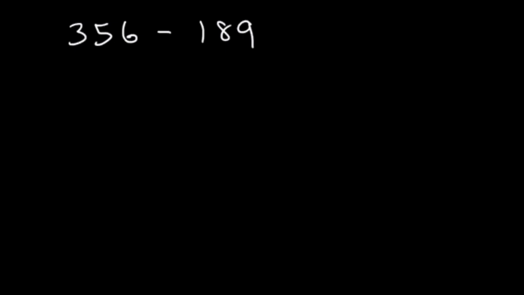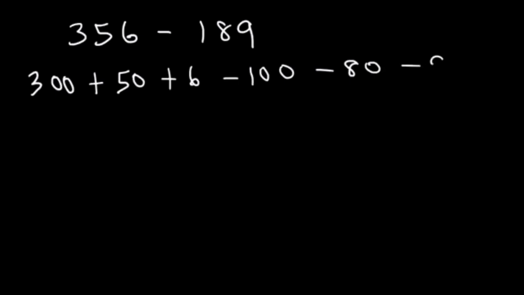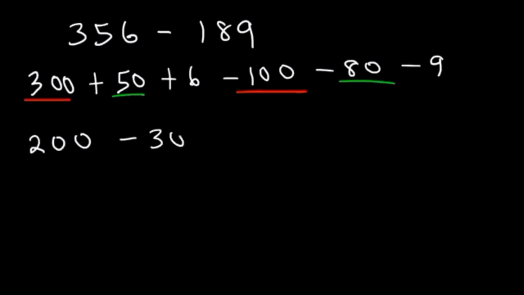Try that. So let's break down 356 into 300 plus 50 plus 6. And negative 189 is going to be minus 100 minus 80 minus 9. So let's start with 300 minus 100. 3 minus 1 is 2, so 300 minus 100 is 200. Next, we have 50 minus 80, which is negative 30, since 5 minus 8 is negative 3.